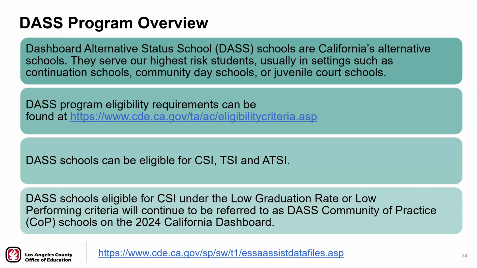And so DASS schools can be eligible for CSI, TSI, and ATSI. DASS schools that meet eligibility criteria for CSI low graduation rate or CSI low performing based on the 2024 Dashboard will continue to be referred to as DASS Community of Practice schools. And so LEAs can refer to the DASS column in the 2024-25 ESSA Assistance Status Data file for your DASS program status.